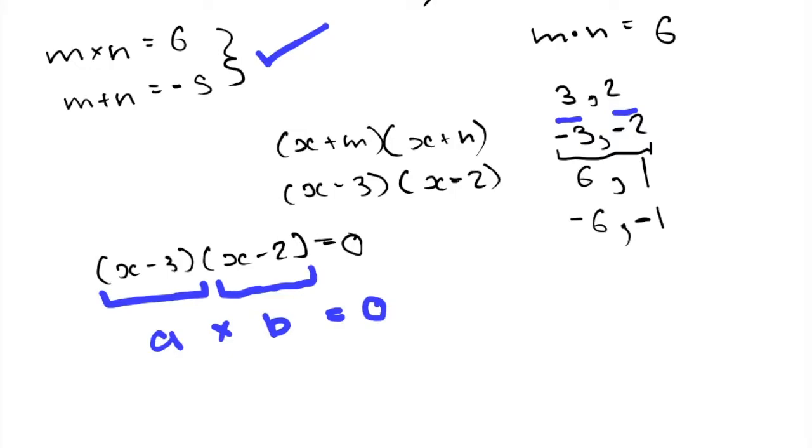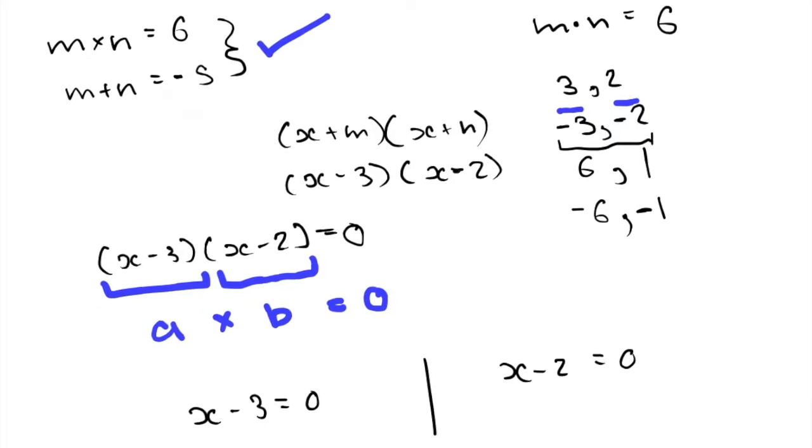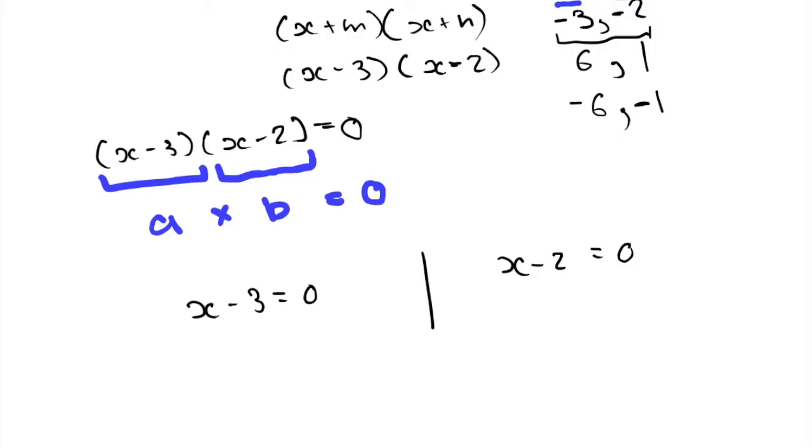So you can write this equation as x minus 3 is equal to 0, and you can write x minus 2 is equal to 0. And you can go on to solve both these different equations to get two answers for x. As we know, the solution to a quadratic equation either has one answer, two answers, or zero answers. And since we have two different brackets, we know that this quadratic equation has two different answers. So in this case, x can be 3 or x can be 2, right?